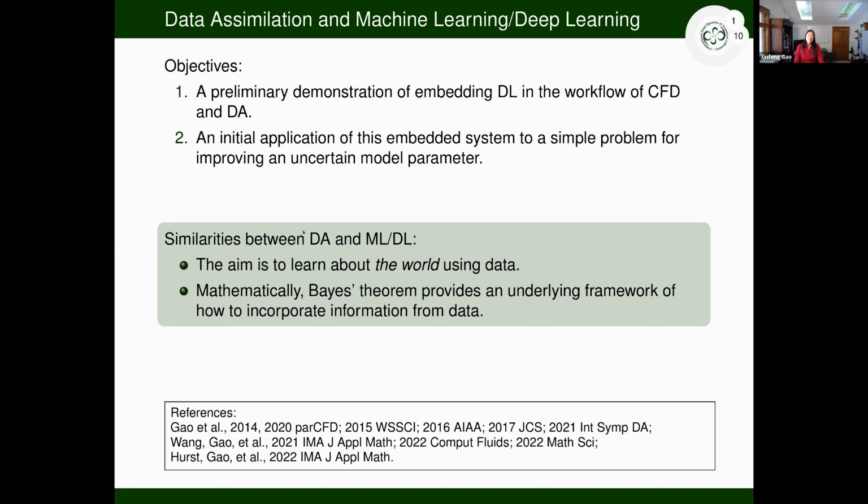In fact, from the aspect of data assimilation, machine learning is a reduced form of data assimilation. So they have a commonality here. Both aim to learn about the world using data, using observation. There's a mathematical foundation for machine learning and data assimilation, and that's Bayes' theorem. It provides an underlying framework for how to incorporate information from data into our system.